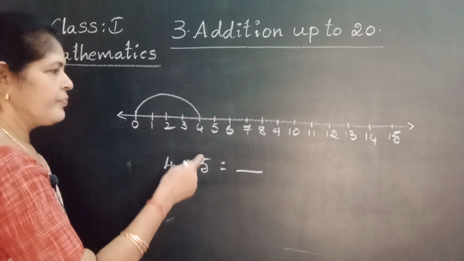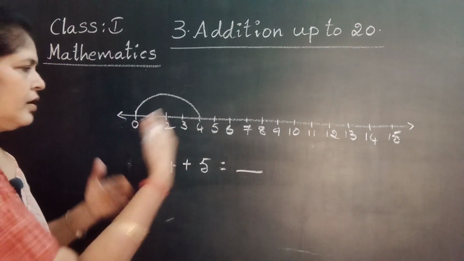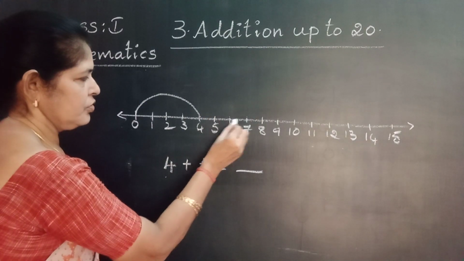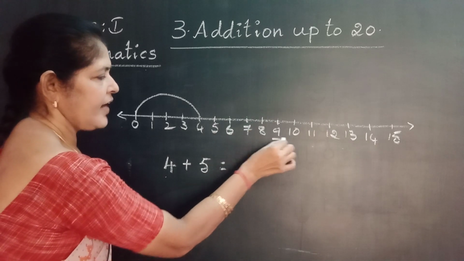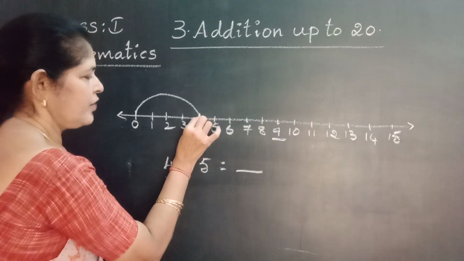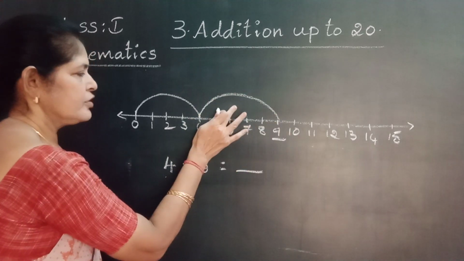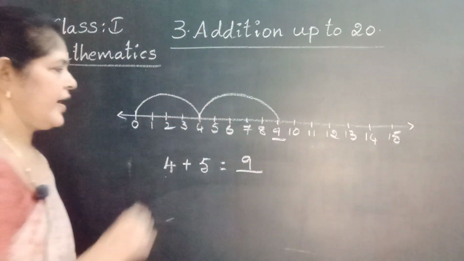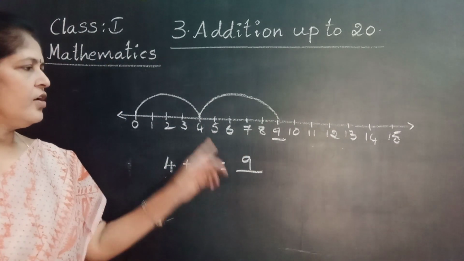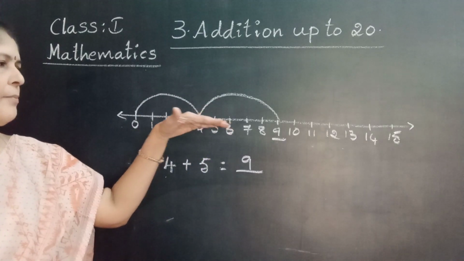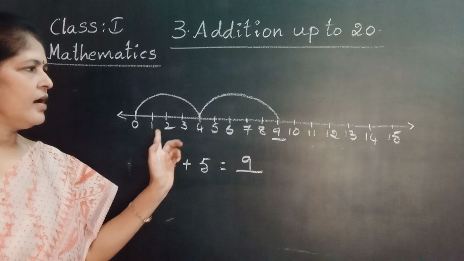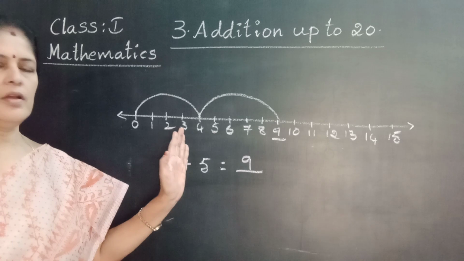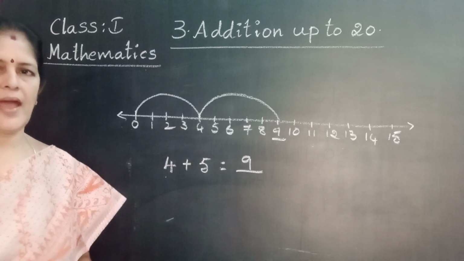Next 5, the second number. Again continue the steps. Next 5 numbers after 4. 1, 2, 3, 4, 5. We get 9. Again draw a line from 4 to 9. This shows 5. The total goes to 9. 4 plus 5 is 9. 4 plus 5 is addition. We show this addition on the number line. Understood, my dear children? Do you understand how to do addition on the number line?